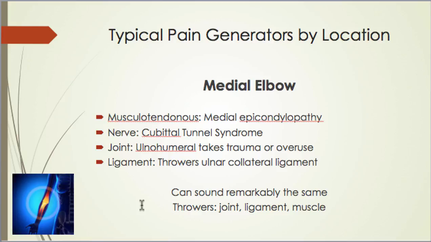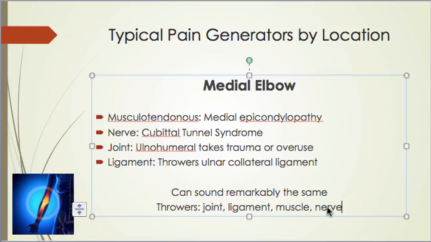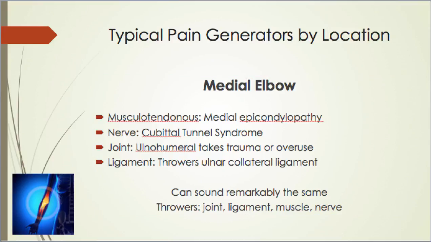For ligament issues in the medial elbow, obviously baseball pitchers and their ulnar collateral ligament is the problem. You'll learn a lot more about that in musculoskeletal. So, these again can sound remarkably the same. Throwers can have joint, ligament, and muscle issues all at the same time, including the nerve, by the way. Joint, ligament, muscle, and nerve. Because when you're loading the elbow like you are when you're throwing, all those tissues can be affected. Not so much for the other folks, but the throwers, we need to be especially aware of that.